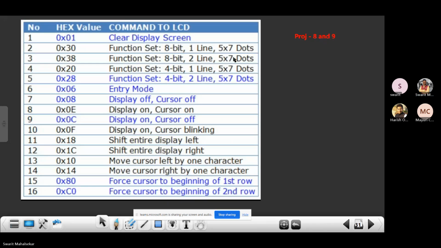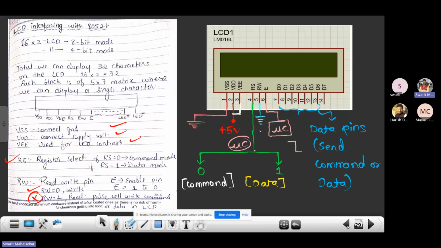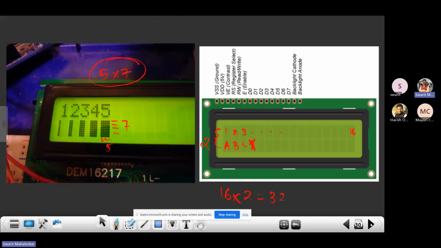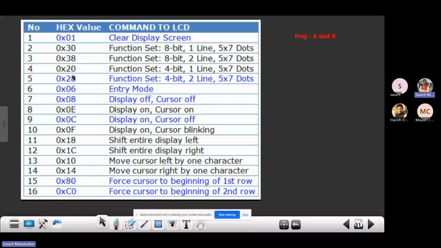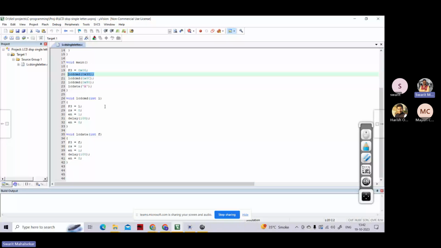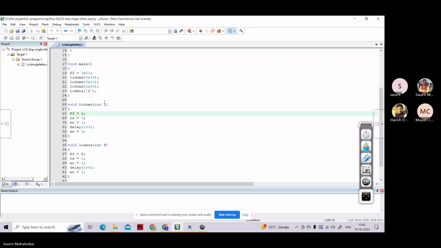All the blocks, all the 2 lines, and all the 8 bits of data lines. So it will enable these pins, that is D0 to D7. It will also enable these 2 rows, and it will also enable the blocks, the 5 by 7 dot matrix. So it will enable all of them. Okay, so just have a look over here at how exactly it will function. Let me zoom in.